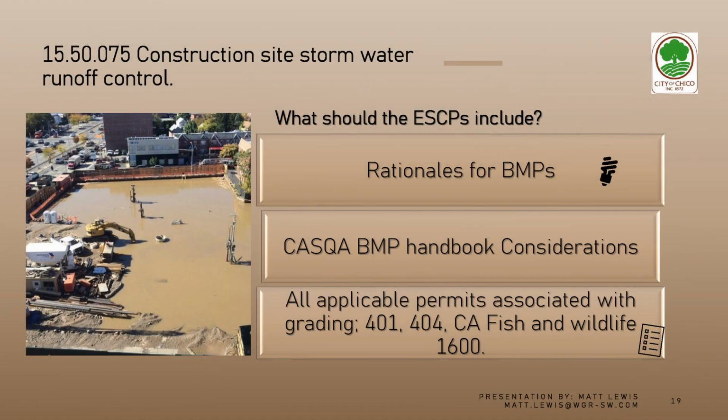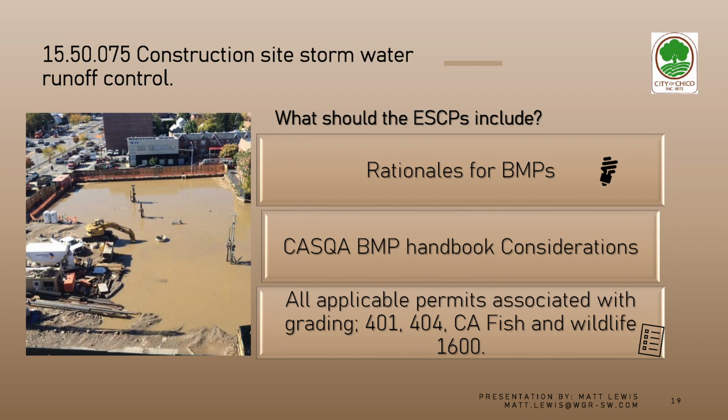ESCPs should also include erosion and sediment controls, soil stabilization, dewatering if needed, and source control and pollution measures per the CASQA cut sheet. ESCPs should list all applicable permits associated with their grading activity, such as a 401 water quality certification, a 404, which is the U.S. Army Corps of Engineers, which usually deals with fill and dredge.